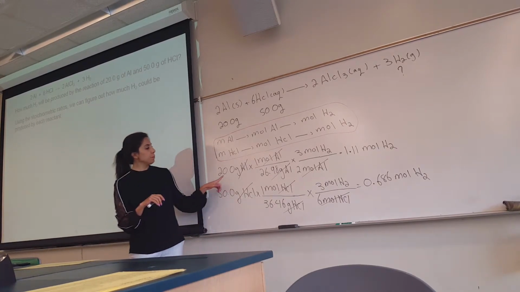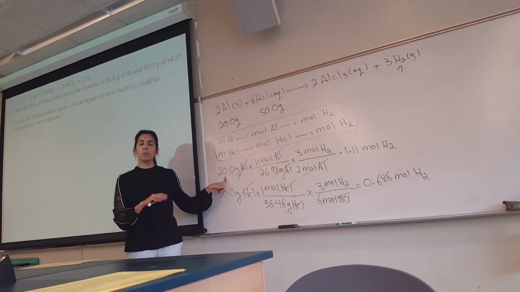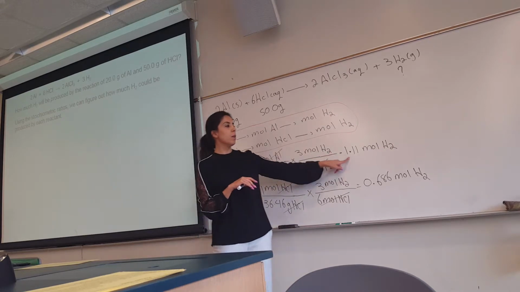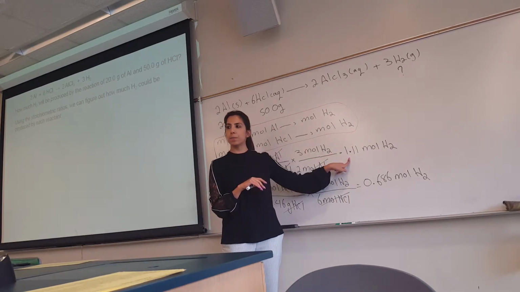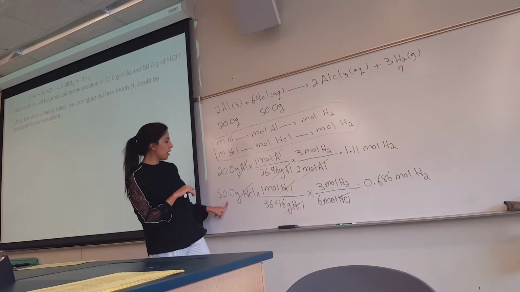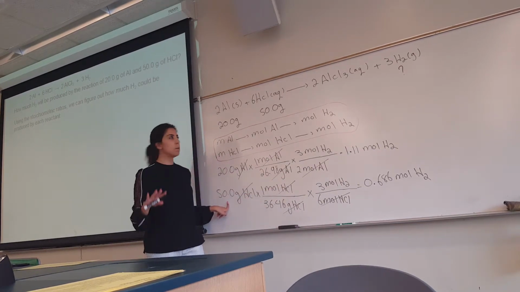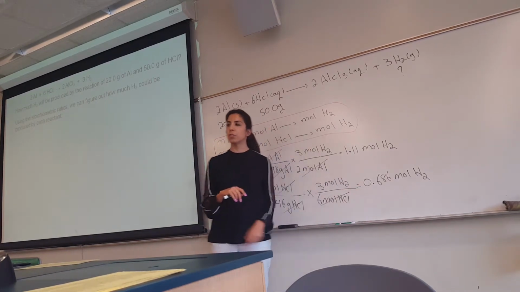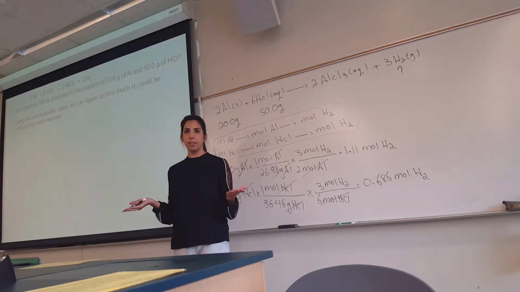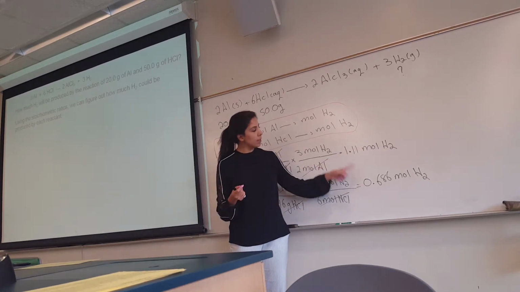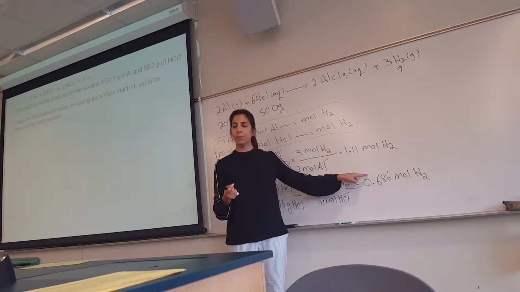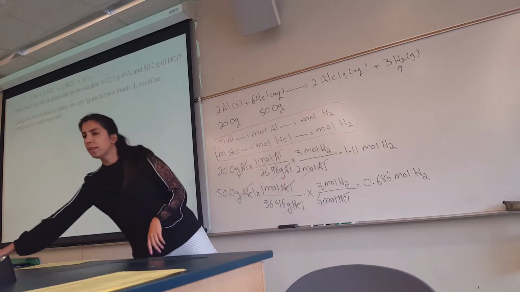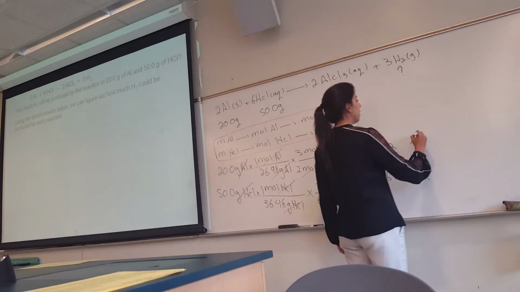So, watch me here. Assuming that 20 grams of aluminum reacts completely with hydrochloric acid, I would expect to get 1.11 moles of hydrogen gas. Now, assuming 50 grams of hydrochloric acid reacts completely with aluminum, I would expect to get 0.686 moles of hydrogen gas. Now, how do I interpret this? The fact that I'm not getting the same amount, whether moles or grams, of hydrogen gas tells me that there is a limiting excess reactant here.